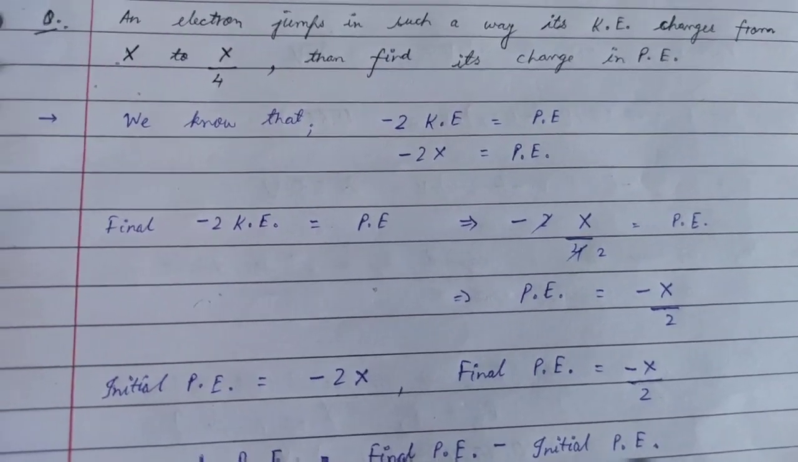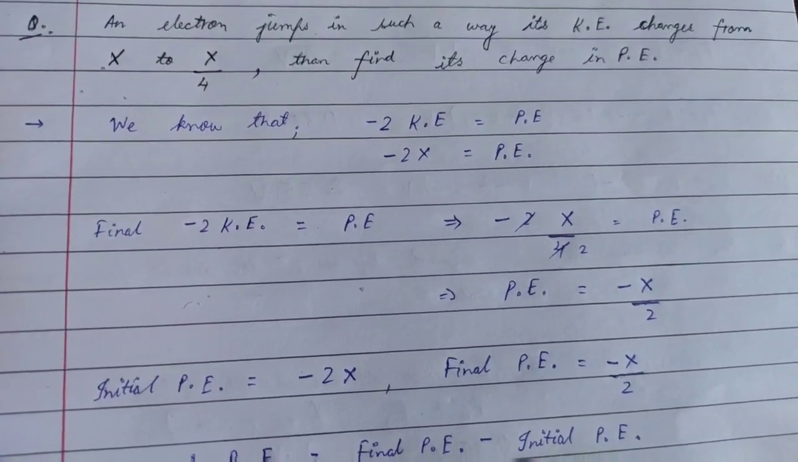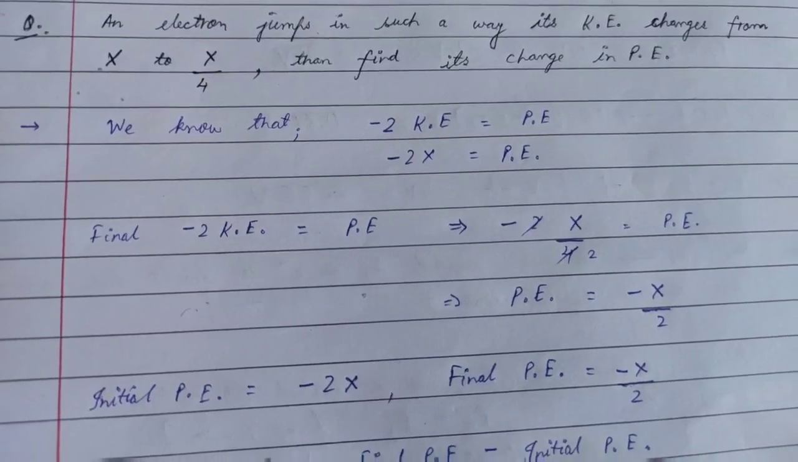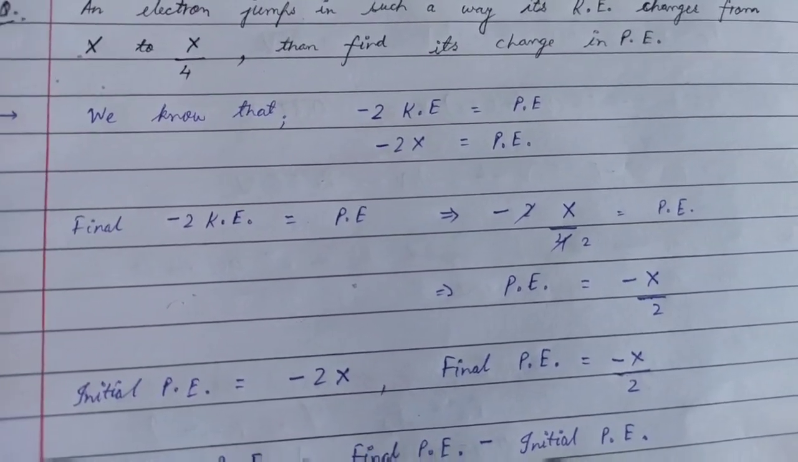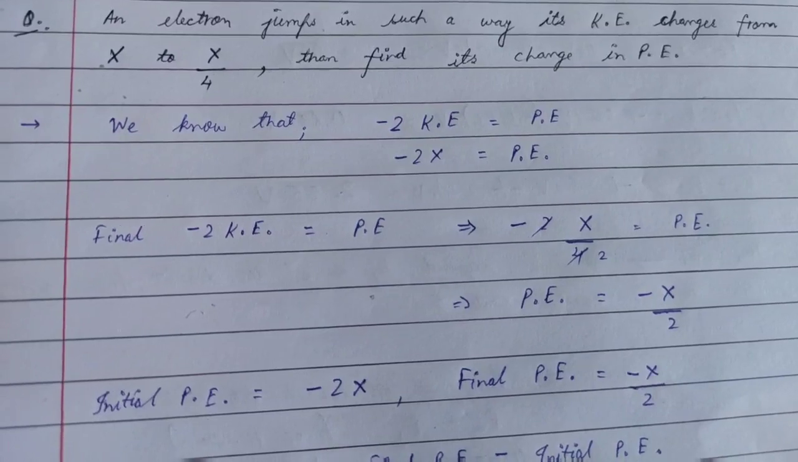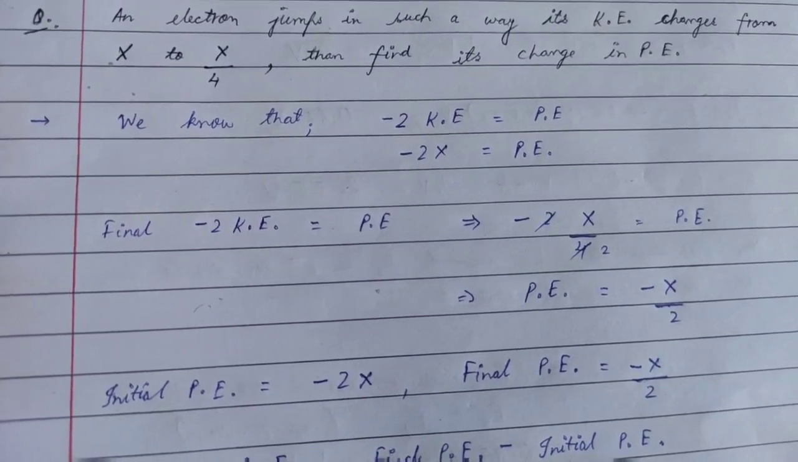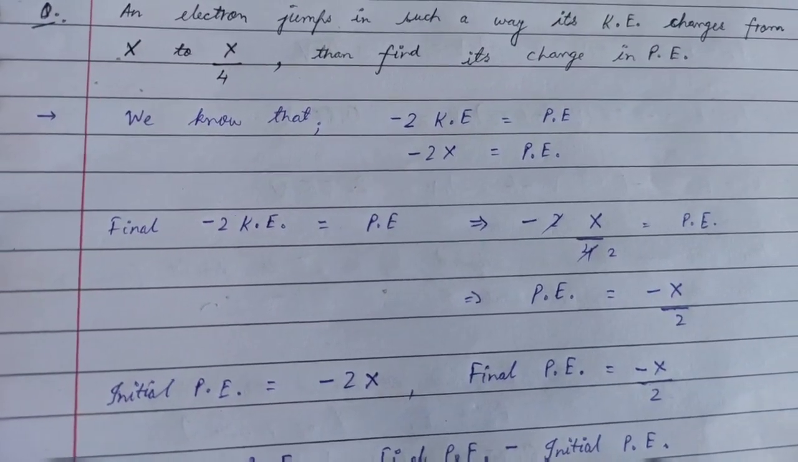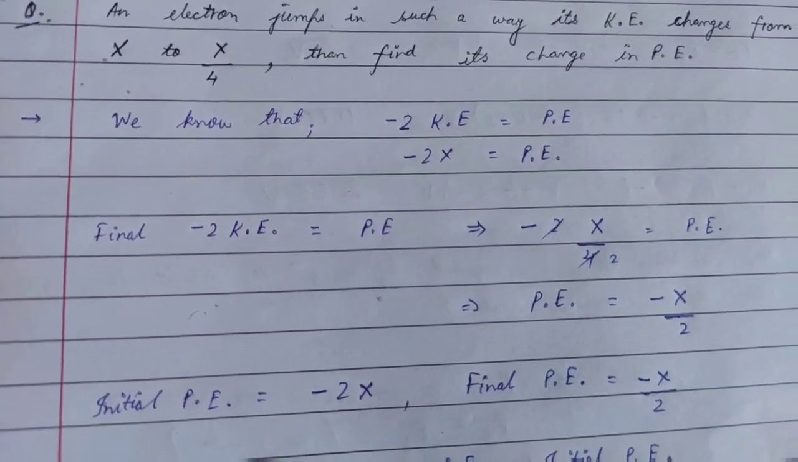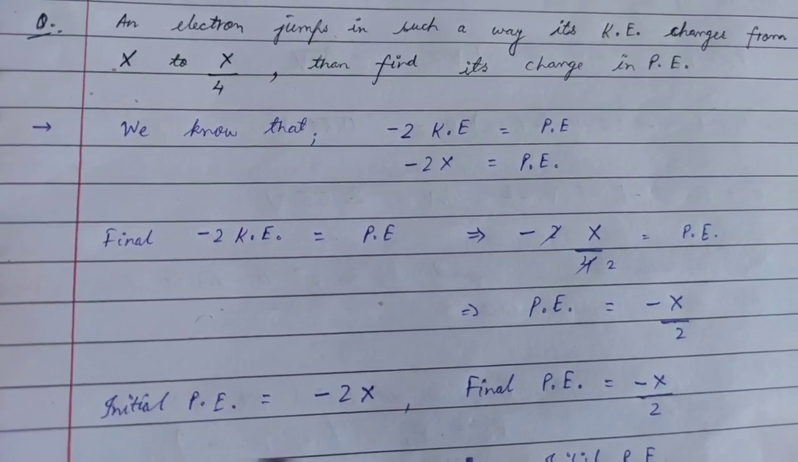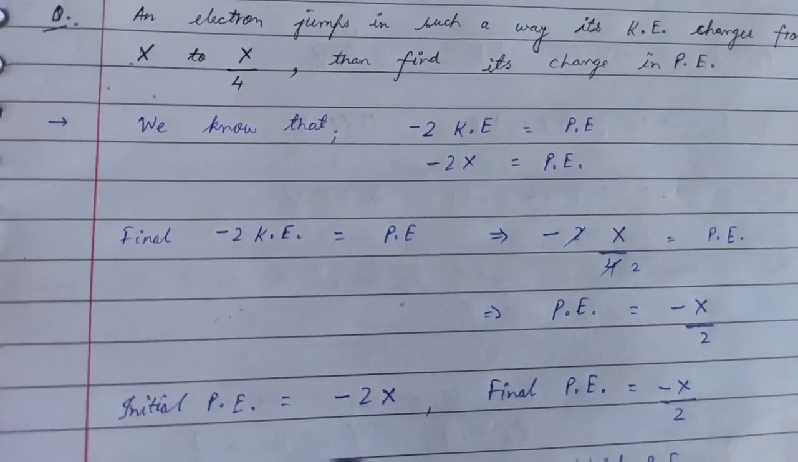Let us solve one more question here. The question is: an electron jumps in such a way that its kinetic energy changes from x to x by 4. Then we have to find the change in potential energy. Now we know that minus 2 times kinetic energy will give us potential energy. Kinetic energy is given as x, so potential energy will be equal to minus 2x.